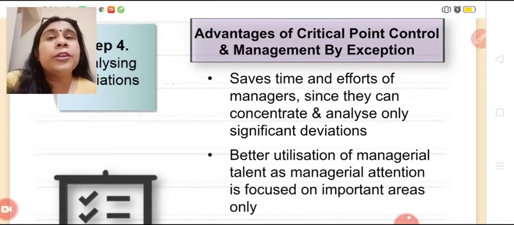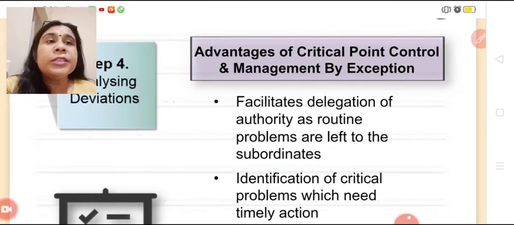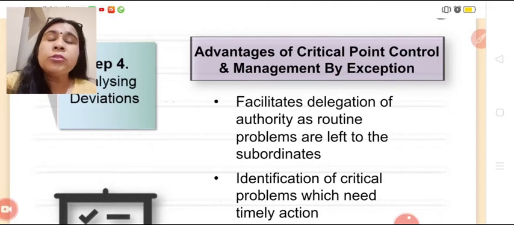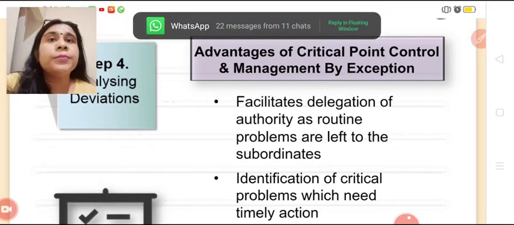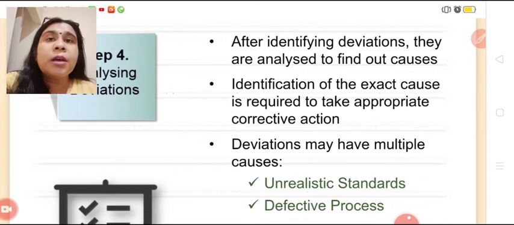Advantages of critical point control and management by exception. This will help in saving time and effort of managers, since they can concentrate and analyze only the significant deviations. Secondly, it would be better utilization of managerial talent, as managerial attention is focused on important areas only. Thirdly, it facilitates delegation of authority, as routine problems are left to the subordinates. And identification of critical problems which need timely action. So this is about critical point control and management by exception.